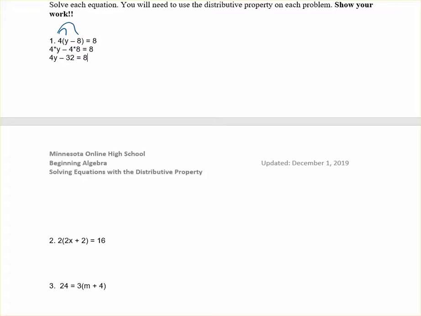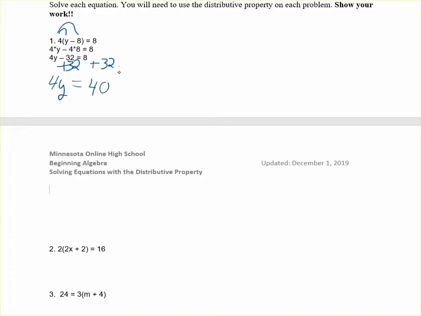So now we have a two-step equation, and we're ready to solve this the same way that we would solve any two-step equation. We will start by undoing the minus 32. I'll just write this in with my pen. So we would write plus 32 on both sides. If you're following along with me, you should be writing these steps on your paper. And that leaves us with 4y. Minus 32 plus 32 is 0. So it's equal to 8 plus 32. 8 plus 32 is 40.